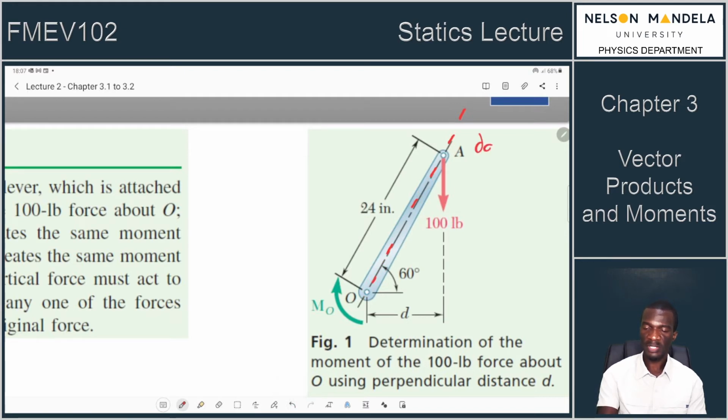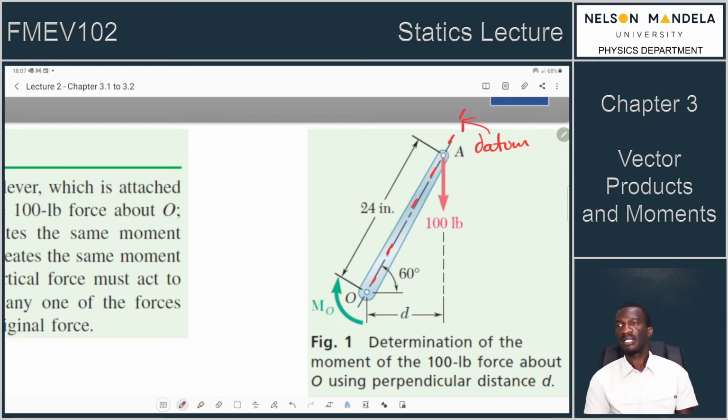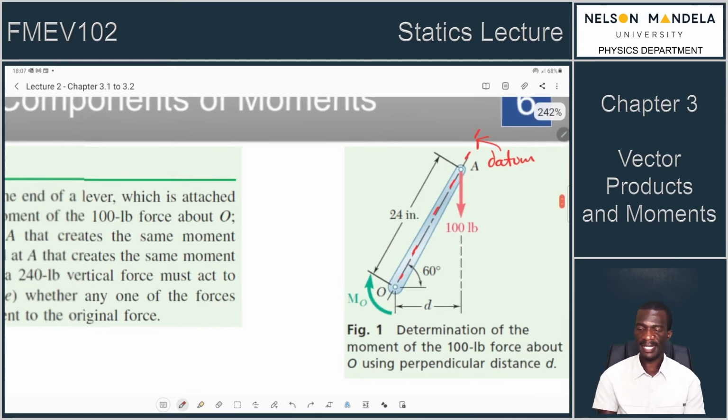So I hope you still remember that it is called the axis or the datum. The drawing is always such that the forces act on the datum. If it is a weight, it should act on the datum. If it is another force like this one, it should act on the datum at whatever position. So just as an aside.